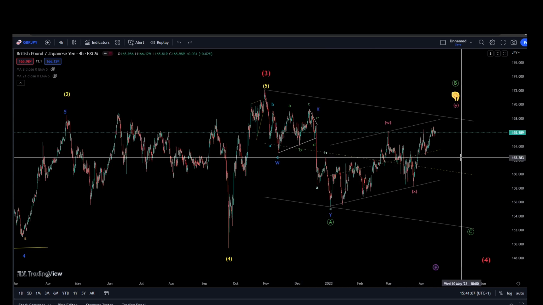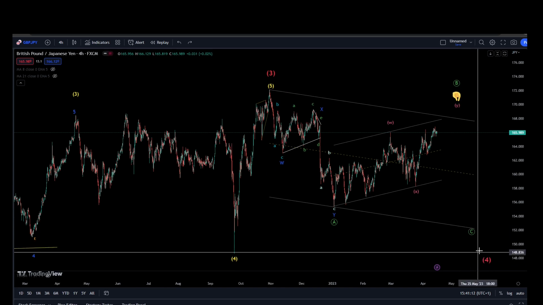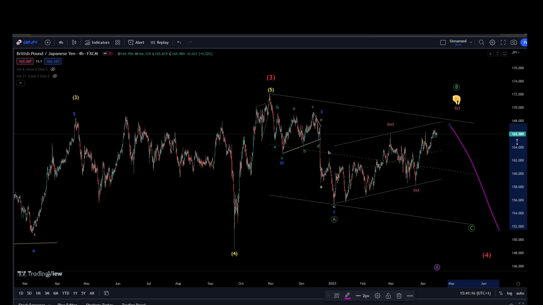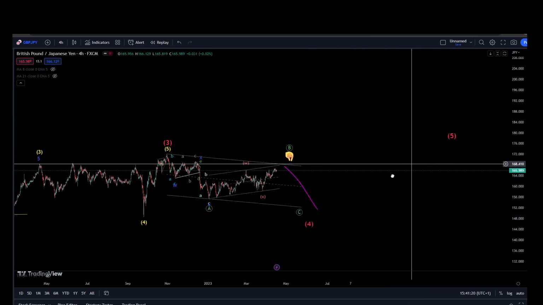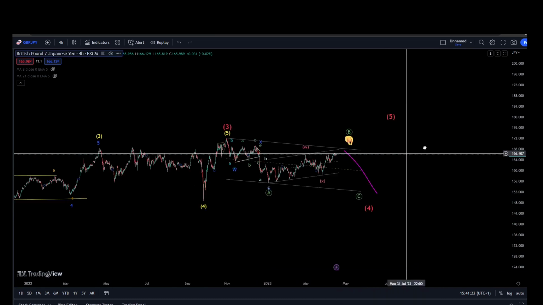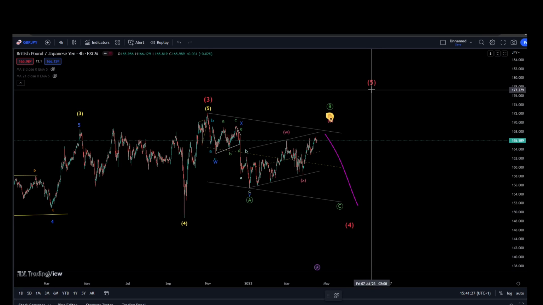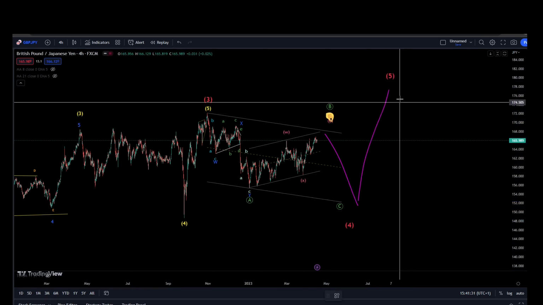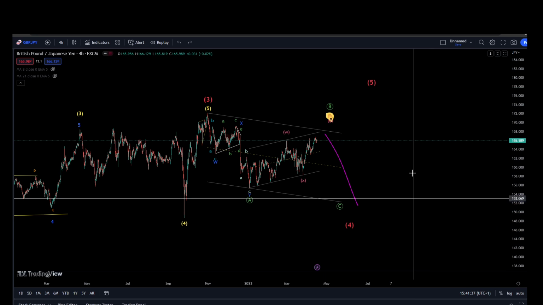This is all corrective, so I am assuming that we are currently in this wave 4 degree, and we're going to get one more push down to complete it. From there we will get our last wave to the upside, and that will give us our wave 5 in the higher degree. Once that wave 5 comes into play, after the wave 4 completes, we will then get that big ultimate push to the downside, and that will probably be the new cycle.